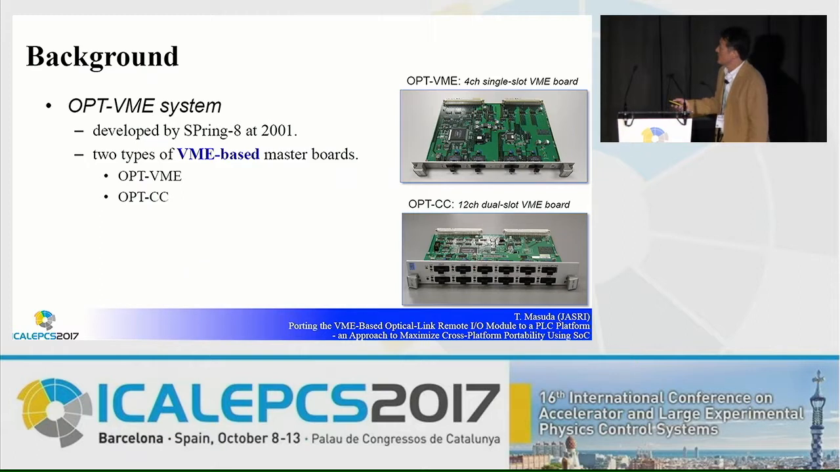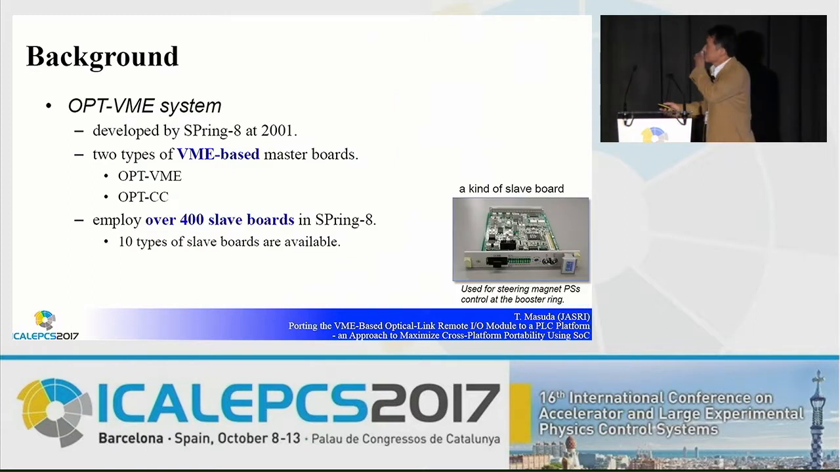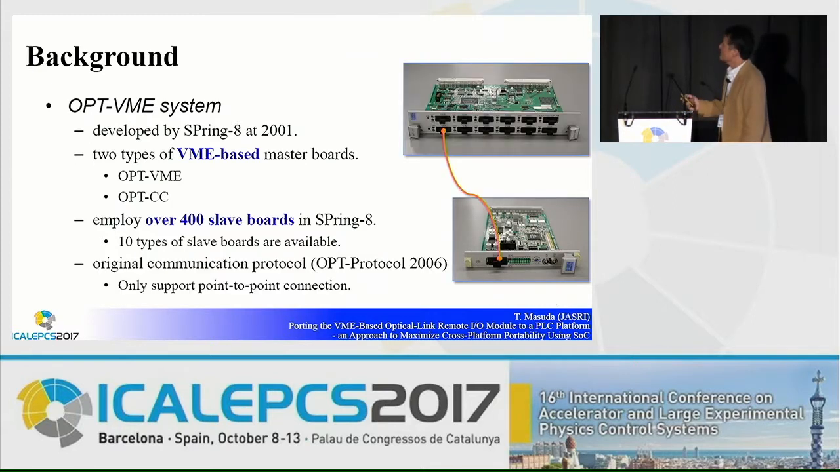The OptVME system was developed by SPring-8, and there are two types of VME master boards available. One is this picture, OptVME, and the other is OptCC. OptCC has 12 channels with dual slot. And we have employed over 400 slave boards in SPring-8. The communication protocol between the master and the slave is also developed by SPring-8.